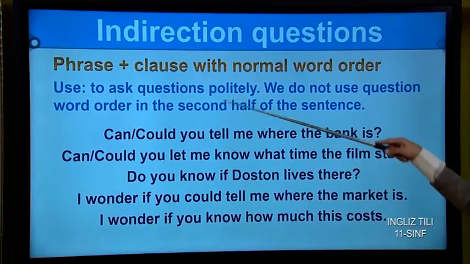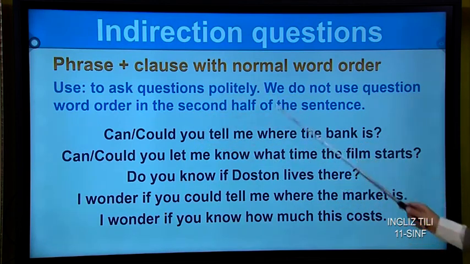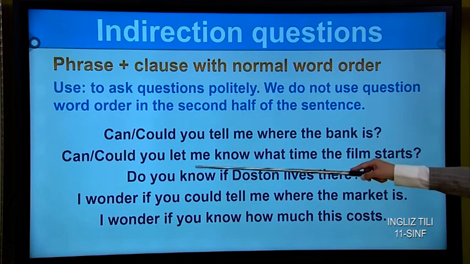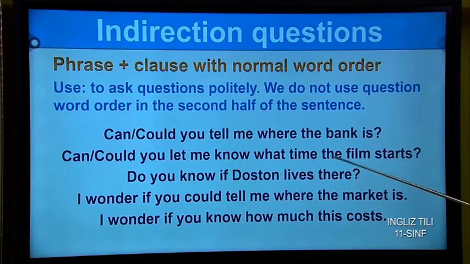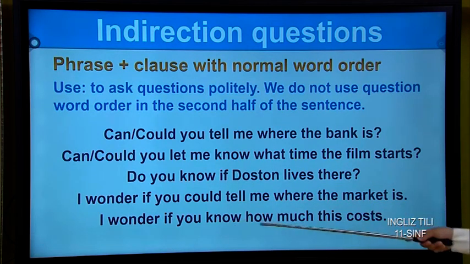You can use question word order in the first part. Can you tell me? It is a question. Where the bank is. The word order is that of an affirmative sentence, not a question. And the next, can or could you let me know what time the film started? Again, what time the film started, not what time does the film start. No, we use the affirmative, normal sentence structure, the normal word order. Do you know if Dostan lives there? Again, not does Dostan live there? Dostan lives there. I wonder if you could tell me where the market is, or I wonder if you know how much this costs. No, not how much does it cost. Simply, how much this costs.